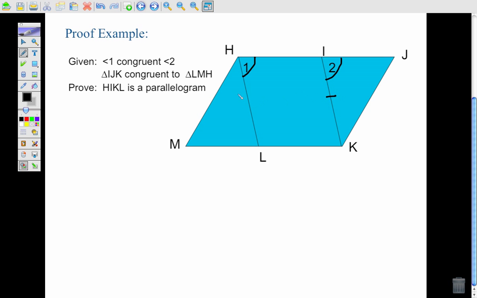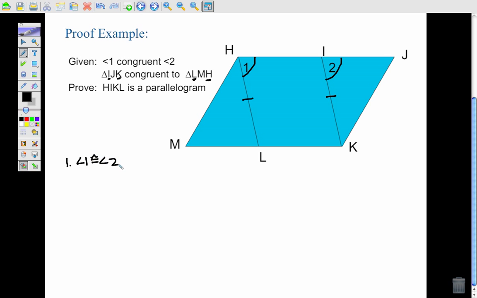So let's go ahead and mark, because these sides, IK and HL, are congruent because they're corresponding parts of the triangle. And I think that those are part of the actual parallelogram, so those would be the most useful parts to worry about. All right, so let's go ahead and write out what we have.